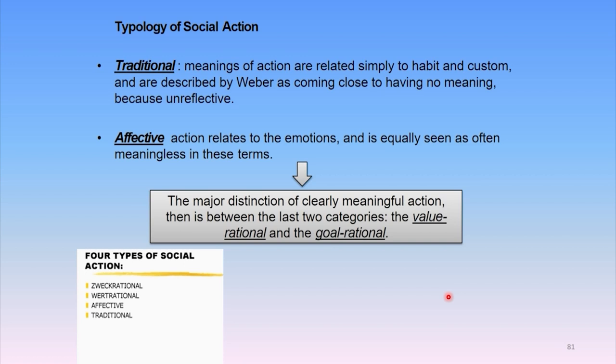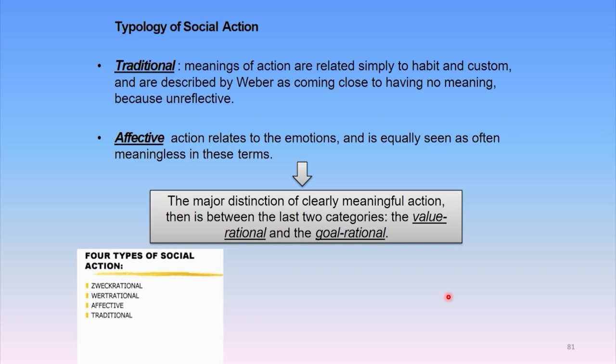Suppose your custom, the way we perform our customs, festivals, marriages, these are important, I am not denying that, but is there a clearly defined objective? For Weber, no. That is why traditional social action is very much based on habits and customs, and hence they do not have any meaning, and hence are unreflective in nature. They are not reflexive, they are not meaningful social action. We are coming to what is meaningful social action for Weber. Why was he emphasizing more and more on meaningful social action?